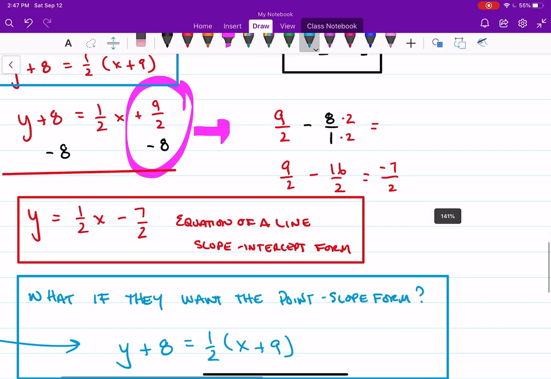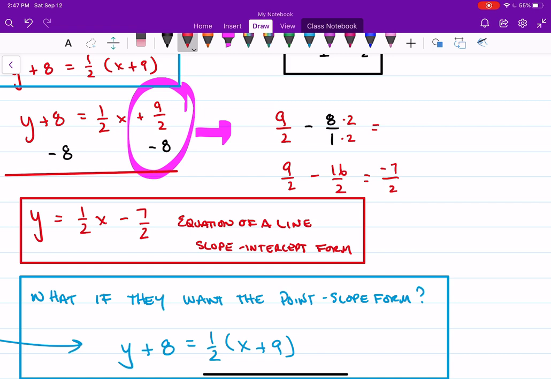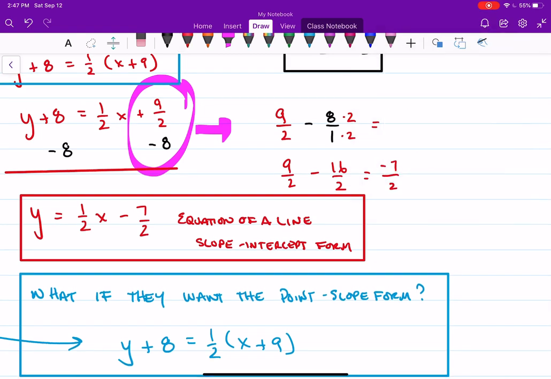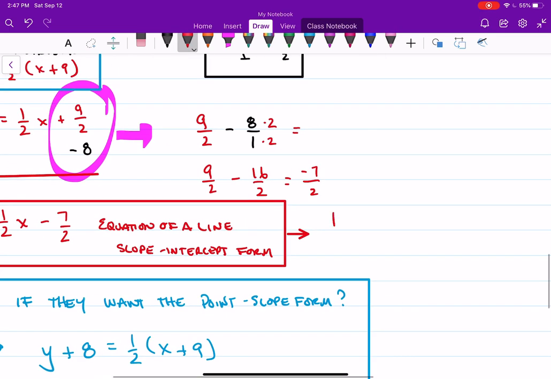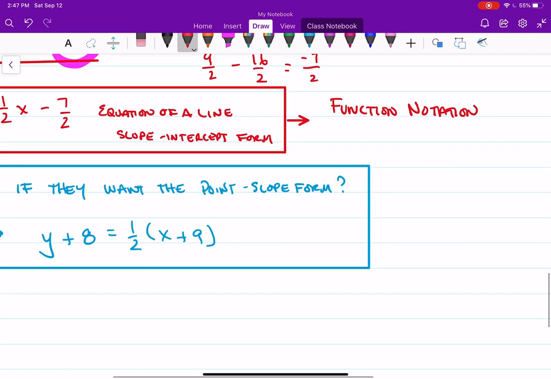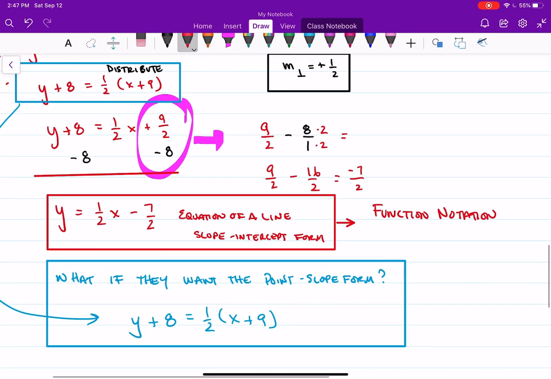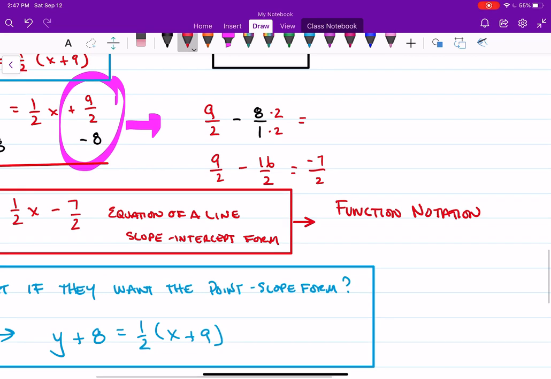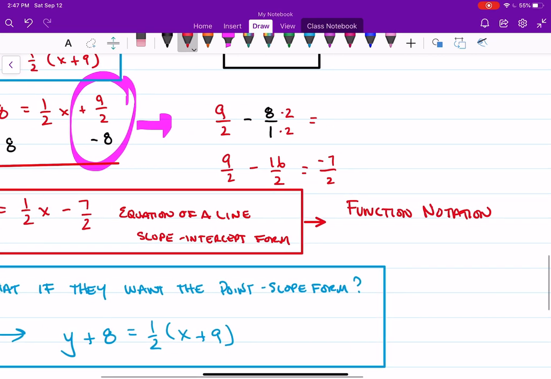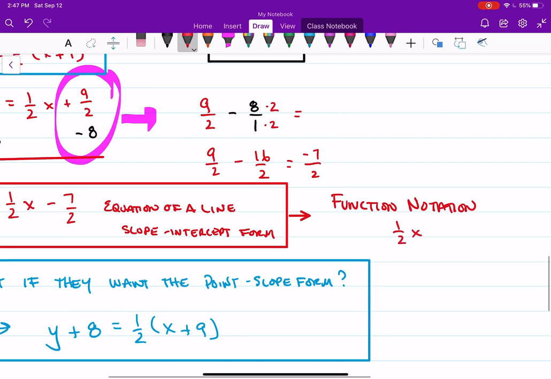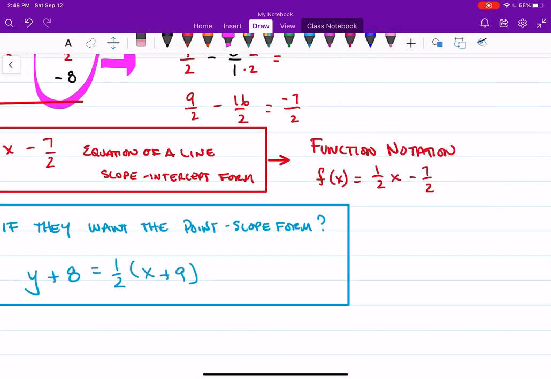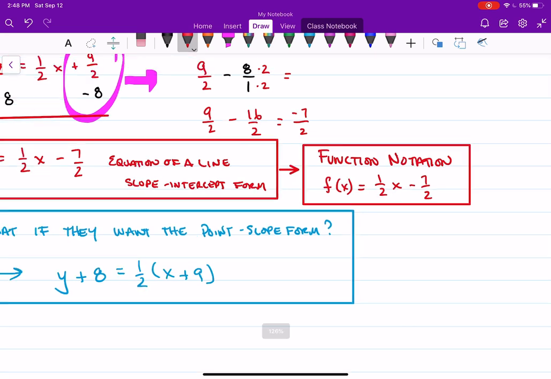Now the other thing I want to add is this. Let's go back to the red marker here. What if they want function notation? They won't ask it in here because there's no way of doing it, but what if they ask you for function notation? Well, remember, everything stays the same in function notation. The only difference is that you're going to replace the y with f of x, and that's it. Okay, so that would be function notation. You will be asked for that for sure.